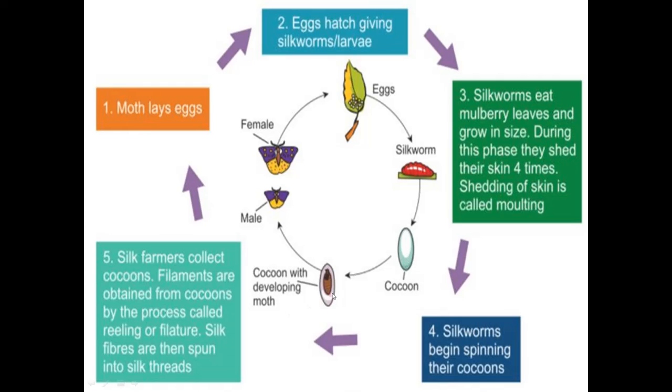The caterpillar again moves around inside and changes to pupa. At this stage, cocoons are taken by the farmer. Silk farmers collect cocoons, and the filaments are obtained from the cocoons by the process called reeling or filature. Silk fibers are then spun into silk thread. If this is not collected, finally it will again get converted into moth. So these are the various stages involved in the life cycle of a silk moth.